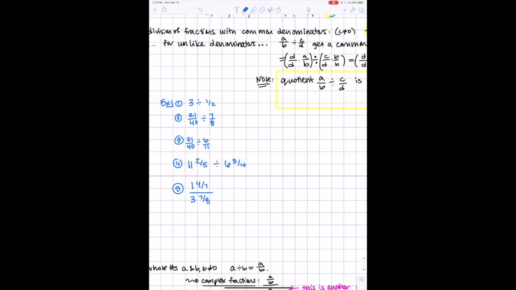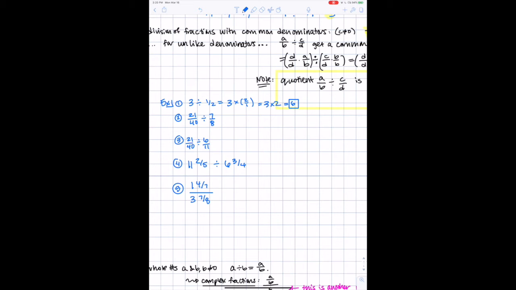So first and foremost, if I take 3 divided by a half, well, I know that's 3 times the reciprocal of a half, which is 2 over 1, or 3 times 2, which is just 6. Okay.